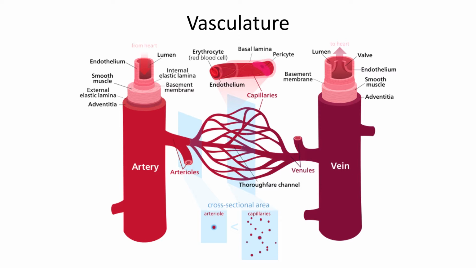Capillaries are very thin walled. They're made up of a single layer of squamous cells. This is a layer known as the endothelium, and then they simply have basal lamina, so a thick extracellular matrix and layer of collagen around the outside. Note in the capillary bed there's something called a through-fare channel. We will come back to the function of that in a little while.